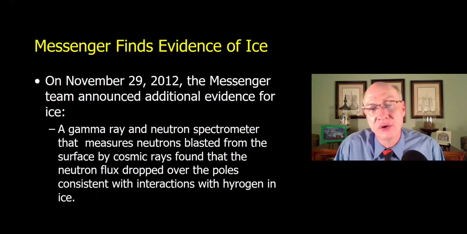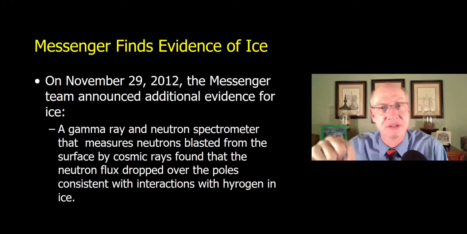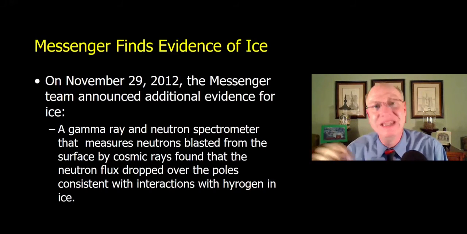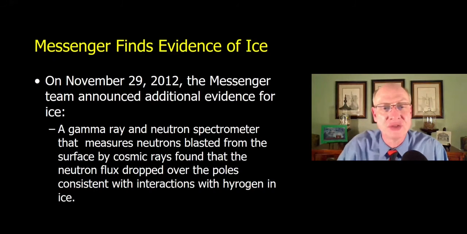Now, I talked earlier about the possibility of ice in the poles and the North Pole of Mercury, and in November of 2012, the Messenger science team announced additional evidence for ice on Mercury. The gamma ray spectrometer, which measures those gamma rays released by the surface, and a neutron spectrometer, which measures neutrons released off the surface. The neutrons are actually blasted off the surface by cosmic rays. Cosmic rays are high energy particles. Most of them come from deep space. But these cosmic rays would hit the surface and they would blast neutrons off the surface.